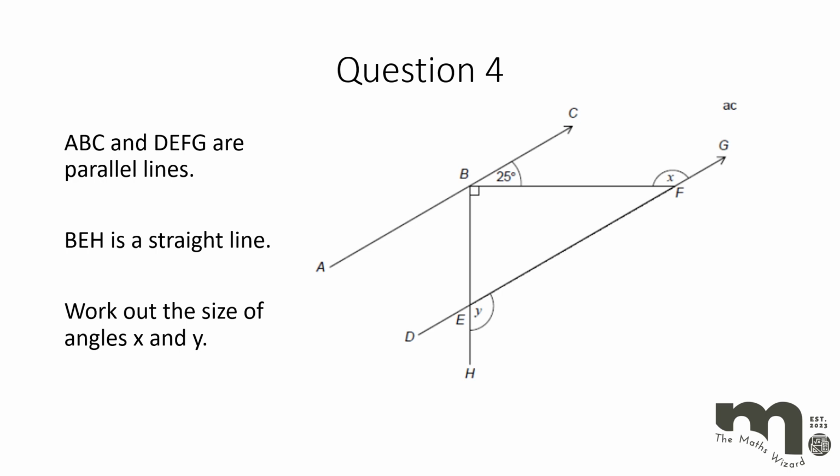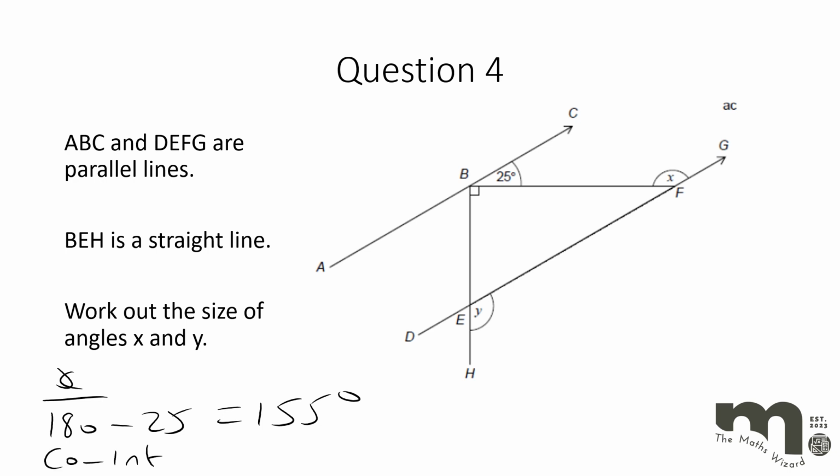Okay, so this question is taken from an AQA past paper. So we're going to try and figure out both x and y here. If we start with x, that's a nice straightforward one. For x, we can do 180 minus 25, and that will give us 155 degrees, and that's because co-interior angles add up to 180 degrees. So that one's 155, so we can write that on there.